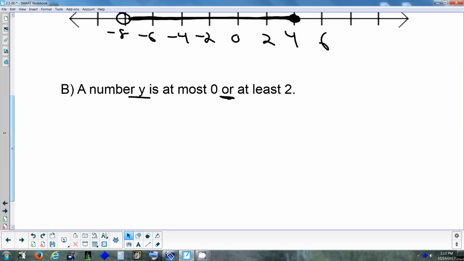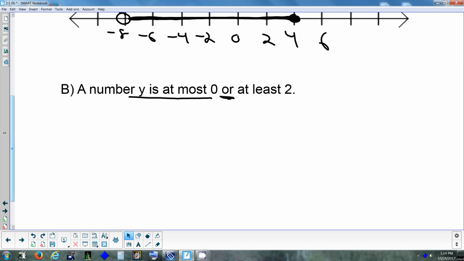Okay. Y is at most 0. Think about that for a second. Y is at most 0. What does that mean? It's like if I said to you, I'm only going to give you, at most, $10. At most, I'll give you $10. So what does that mean? Sophia? Less than or equal to. Right, it's less than or equal to.